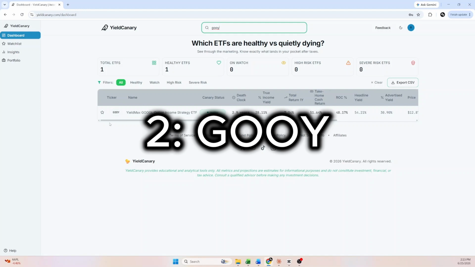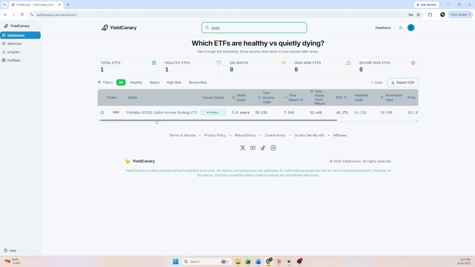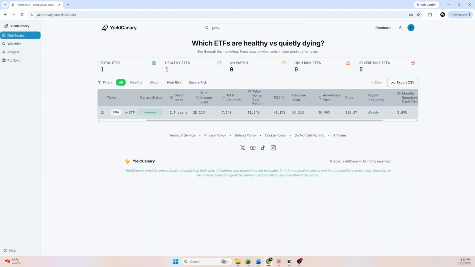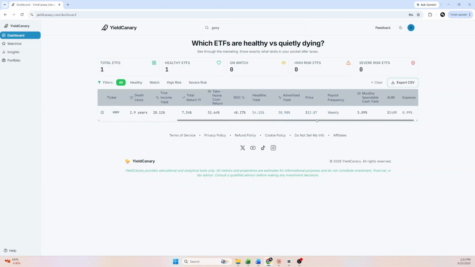Number 2 on the list is GOOY. This is the YieldMax Google option income ETF. And this one, we have a true income yield of about 28%. The return of capital at about 48%. And the monthly spendable cash yield is just over 5%.